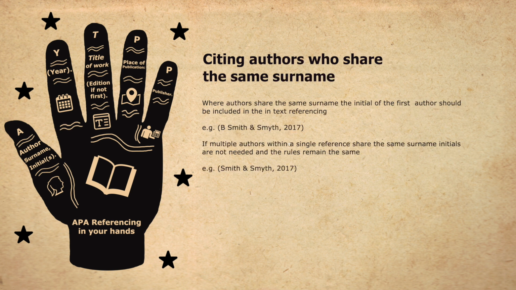Now we will look at citing authors who share the same surname. So where authors share the same surname, the initial of the first author should be included in the in-text referencing. For example, B. Smith and Smythe 2017. If multiple authors within a single referencing share the same surname, however, initials are not needed and the rules remain the same as per previous referencing. For example, Smith and Smythe 2017.